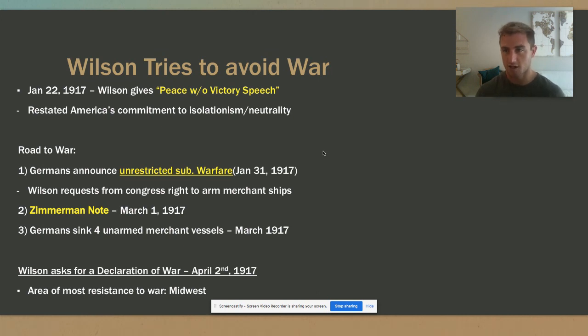The area of the United States most resistant to going to war is going to be our Midwest for two reasons. They're less affected by merchant ships being sunk. They're landlocked. They're in the middle of the United States. And then also because that's the area where the most German descendants are living.